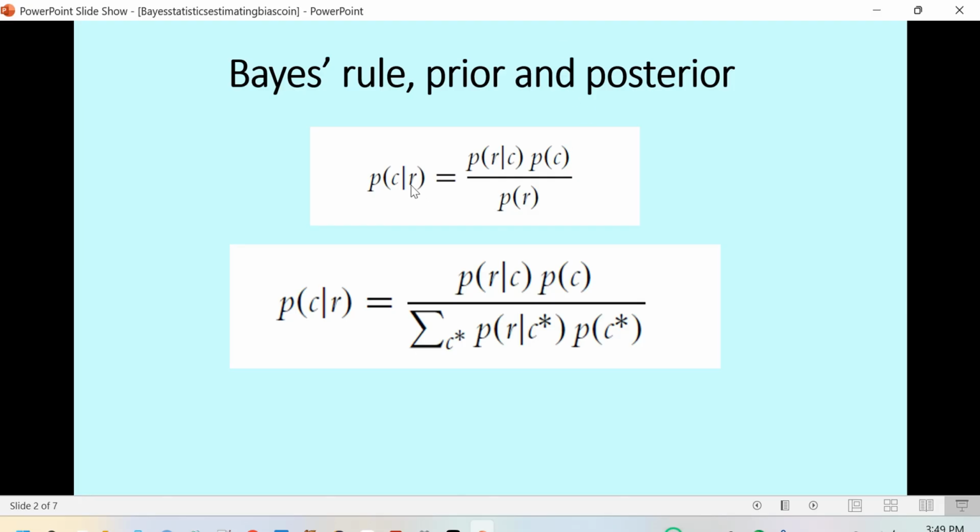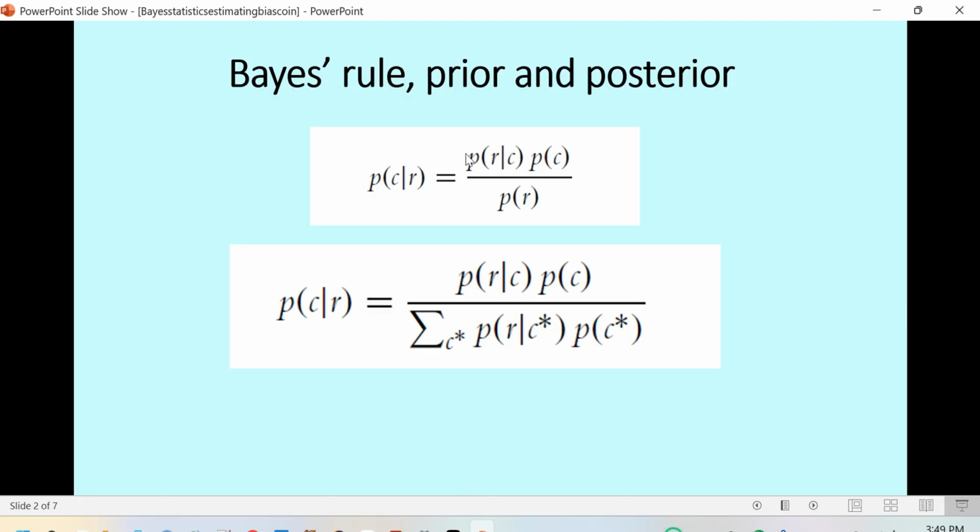Bayesian statistics is about conditional probability, the conditional probability of C given R. So R, we call P(R). This is called the evidence. And the probability P(C), if we have no information of any data of any R, is called the prior probability of C.